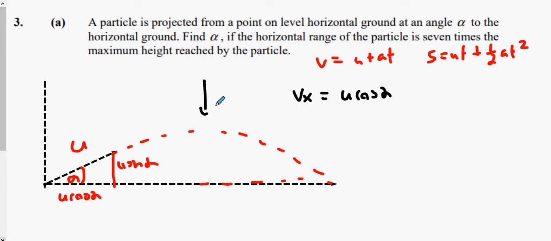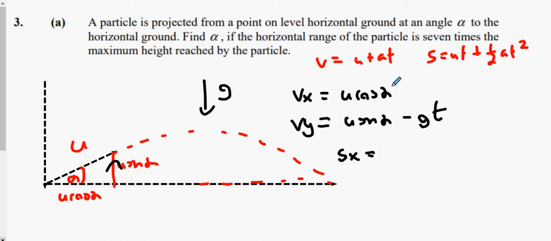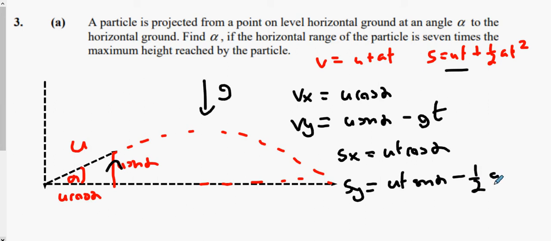Gravity acts straight down, so there's nothing in the way there, is there? There's nothing opposing its motion. Vy is u sine alpha, which is acting directly up. It's opposed by gravity on the way down. Is that okay? Now, Sx is speed multiplied by time, so ut. So it's ut cos alpha. Sy is ut sine alpha minus a half gt squared.